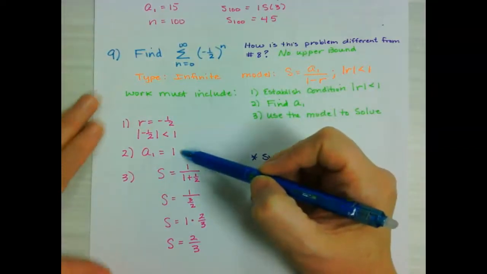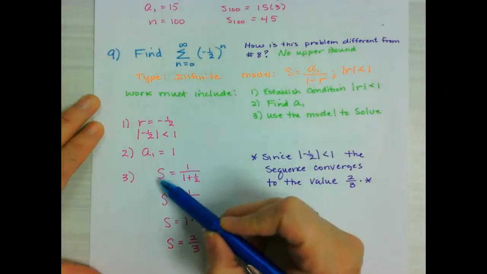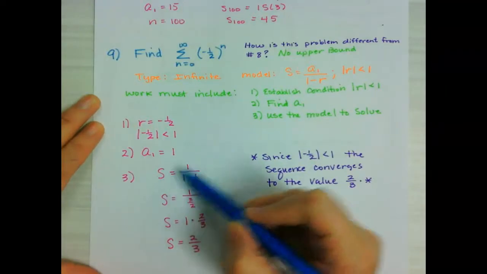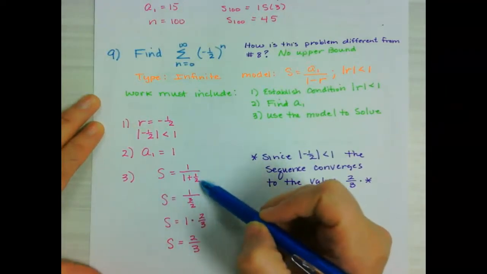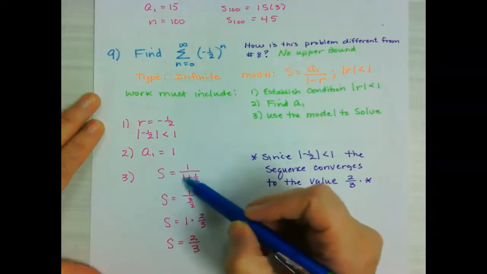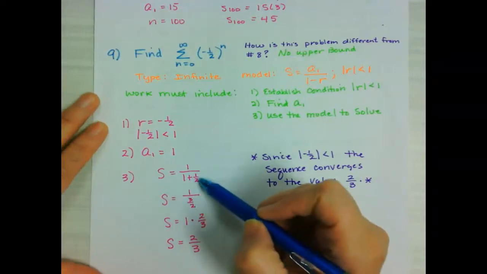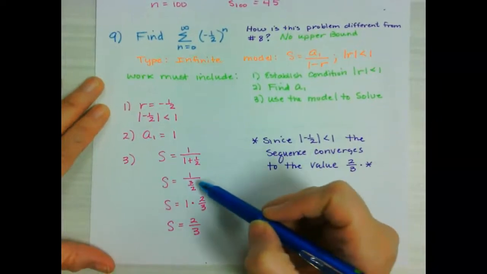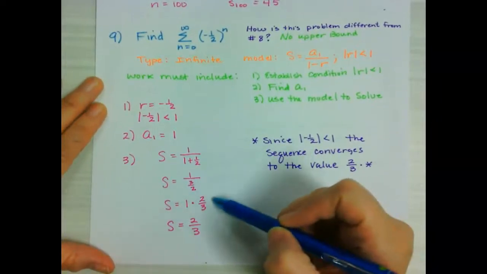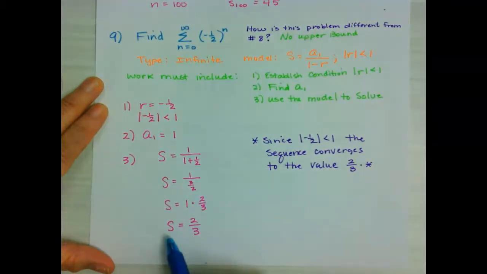Okay? Then I'm going to go to my model, which is S with no subscript, equals 1 over 1 plus 1/2. So a common denominator down here means I'm going to have 2 over 2 plus 1 over 2, which is 3 over 2. And when I'm dividing by a fraction, that's the same thing as multiplying by that fraction. And so 1 times 2/3 just means that this is going to sum to the value 2/3.